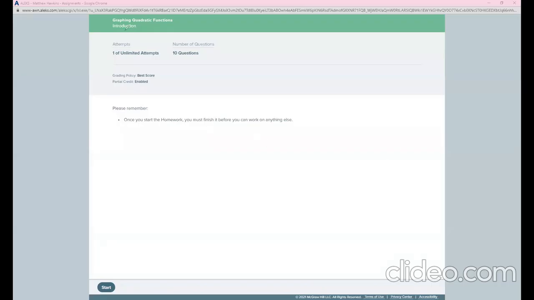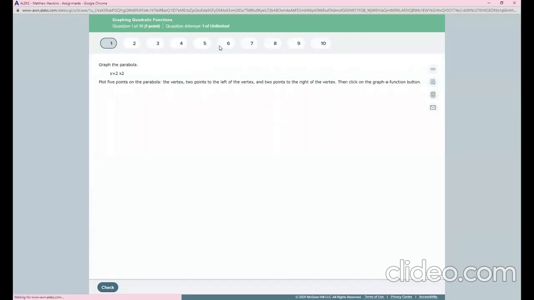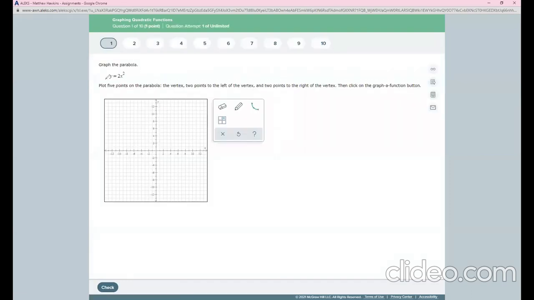All right, guys, we're going to look at the graphing quadratic functions practice in Alex. So let's look at the first one. It says graph the parabola y equals 2x squared, plot 5 points.